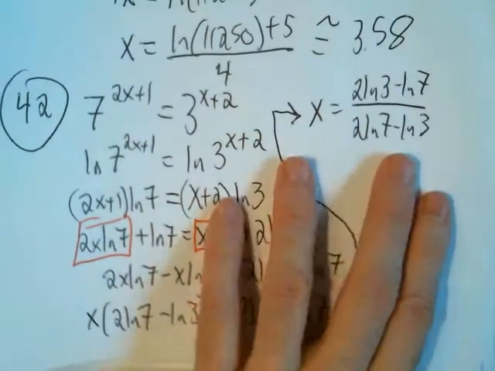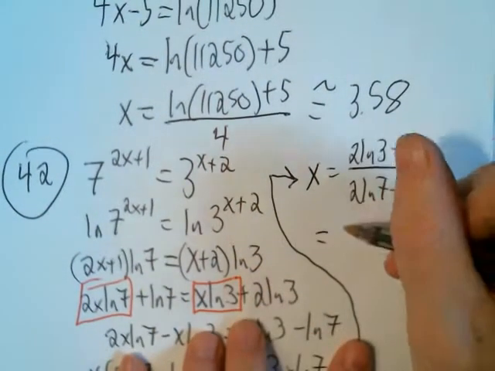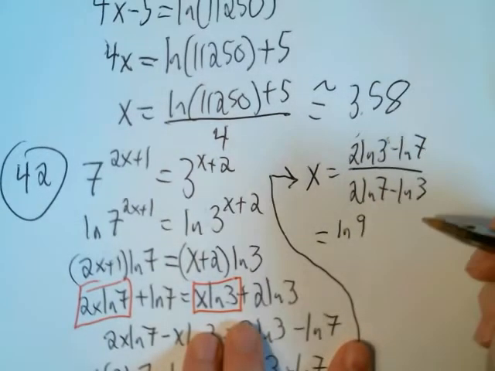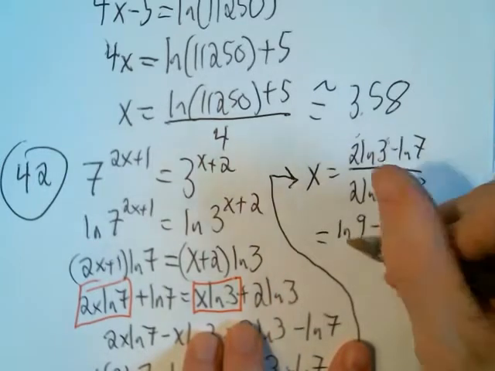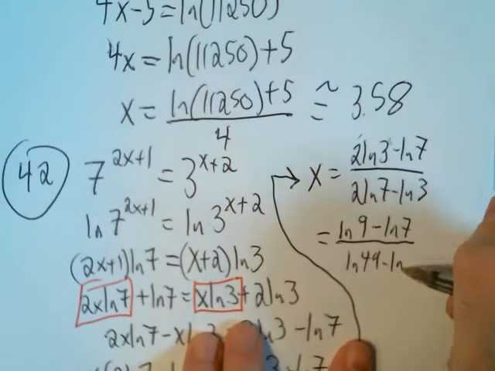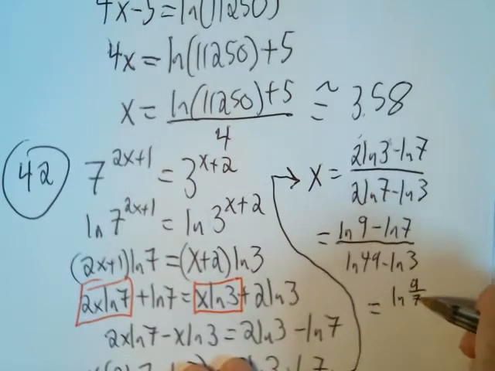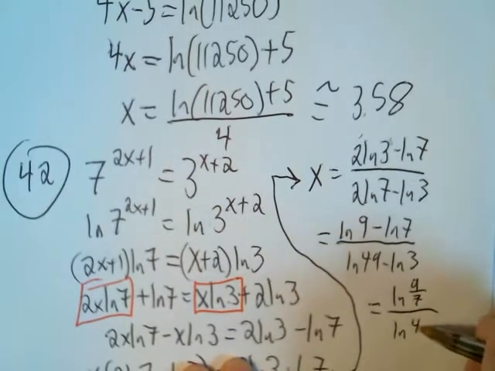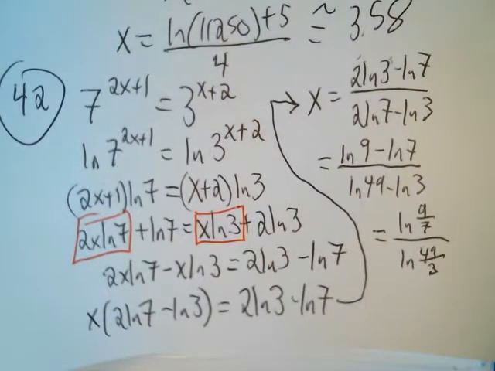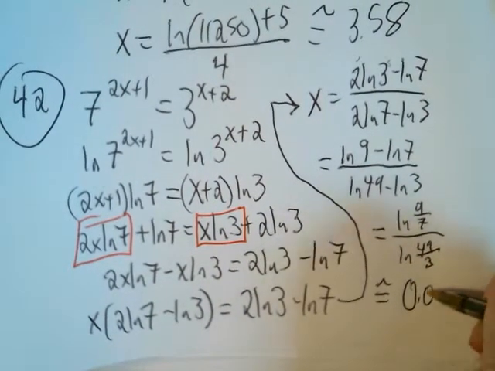Okay. You can condense this. I don't recommend it, but you can, especially if you're trying to put it in your calculator. This will be ln of, if you bring in the 2, 3 squared, so 9, minus ln 7. And then downstairs, if you bring in the 2, it'll be ln 49 minus ln 3. And then you could rewrite that as ln of 9/7 all over ln of 49/3. And then there's nothing else you could really do at that point except put it in your calculator and hope for the best, approximating at 0.09.